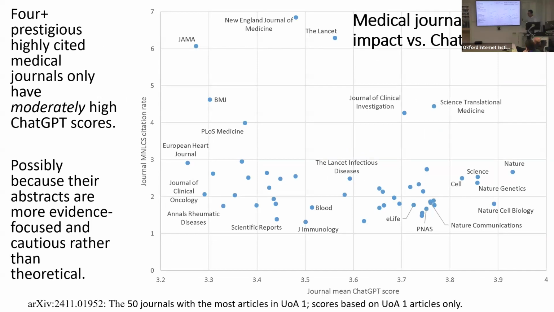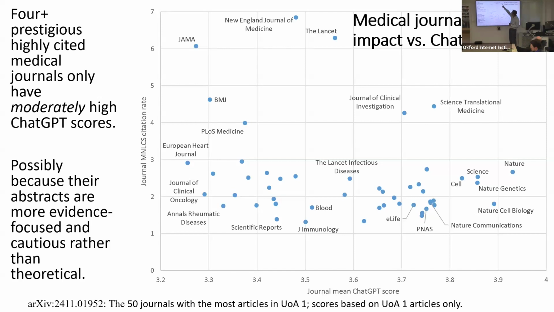So the previous graph was library and information science, and this is medicine. And here, the pattern is not as strong. You can see journals with a high ChatGPT score: Nature, almost every Nature article got a 4-star from ChatGPT. So you would expect that, and almost every Science article got a 4-star from ChatGPT, and it also gets a high number of citations. Higher up here, more citations it gets per article.